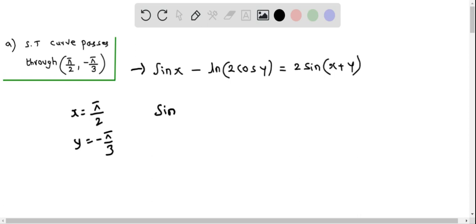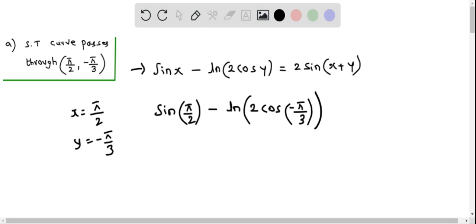I plug in x equal to π/2. So it is sine of π/2 minus natural logarithm of 2 times cos of y, where y is −π/3, so it is cosine of −π/3. And on the right side, we have 2 times sine of x plus y. That is π/2, and y is negative, so I put −π/3.